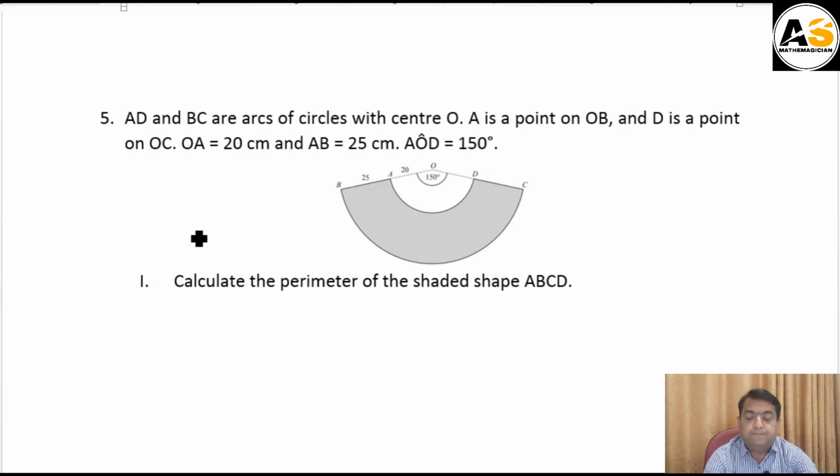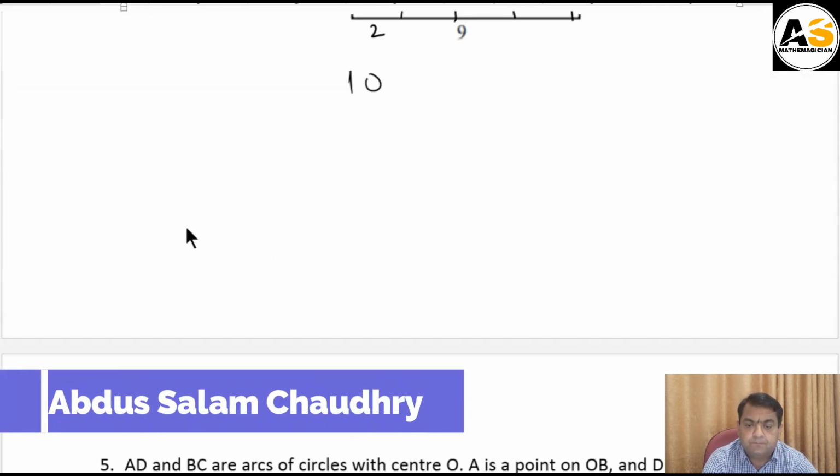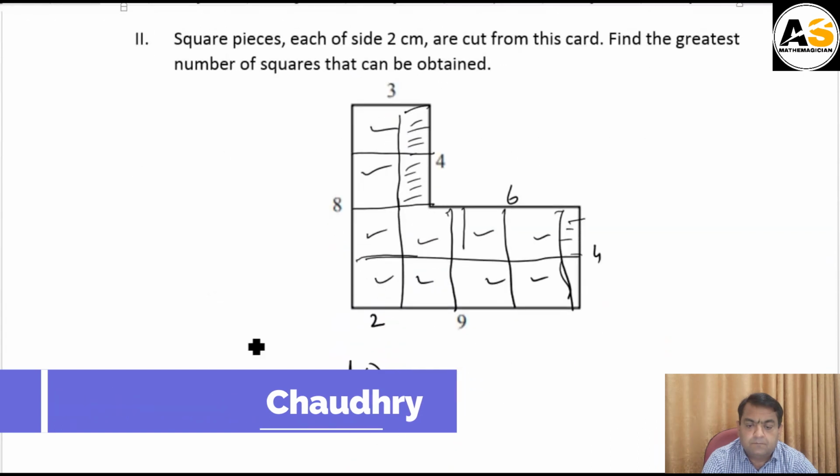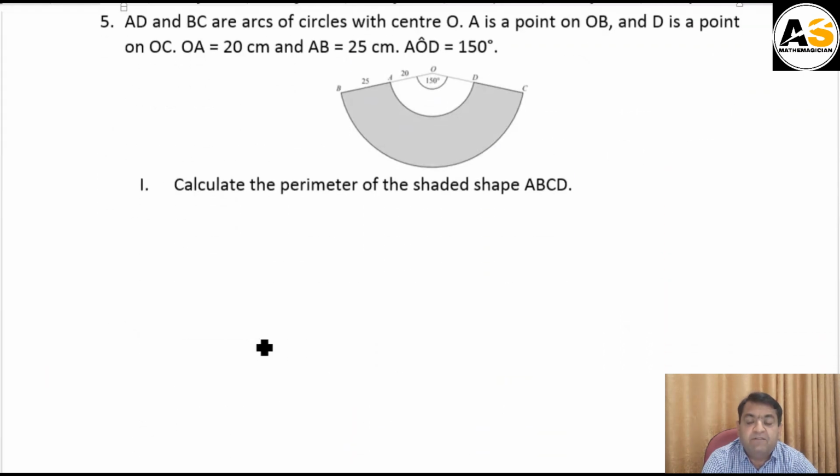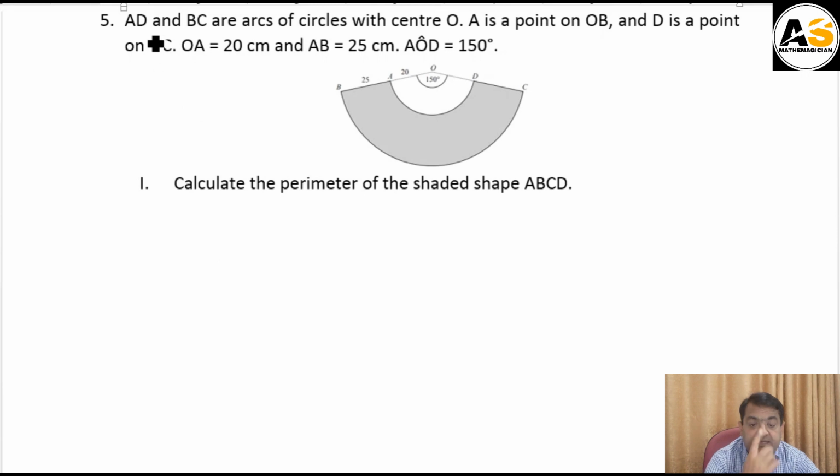Question number 5. AB, BC are arcs of a circle with center O. A is a point on OB. This length is 20. This is 25. This central angle is 150. D is a point on OC. We have to find the perimeter of the shaded shape.